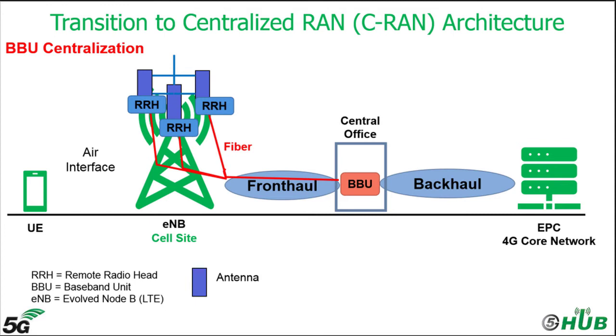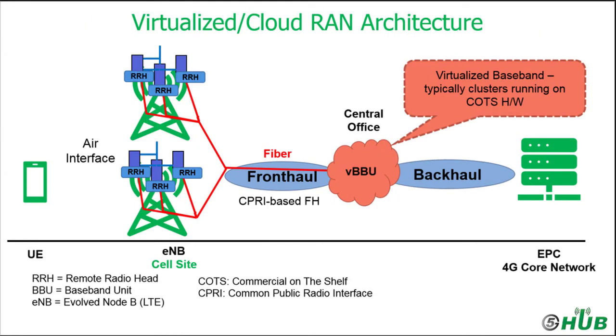This evolution step is called BBU centralization, where BBUs of different base stations are co-located in the same central office. Generally, with BBU stacking, there is one BBU that handles all RRHs located at a cell site, and the BBUs can communicate with each other within the BBU hostel or hotel via the standardized X2 interface.